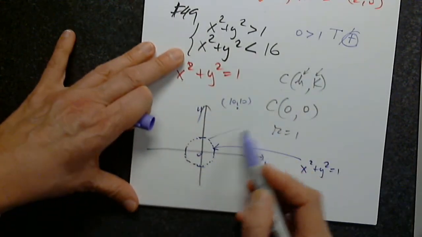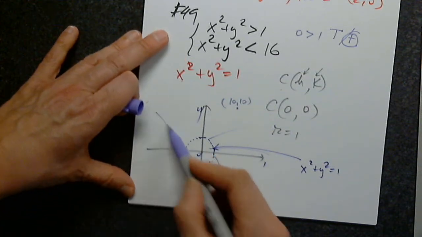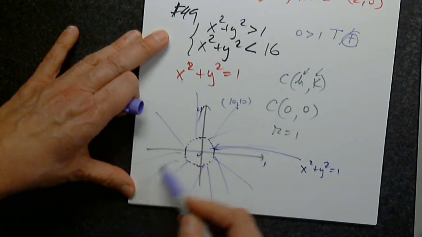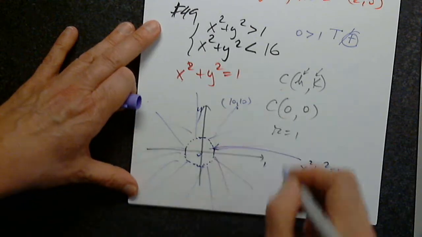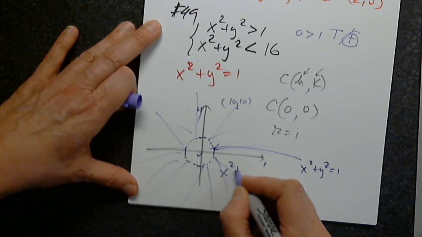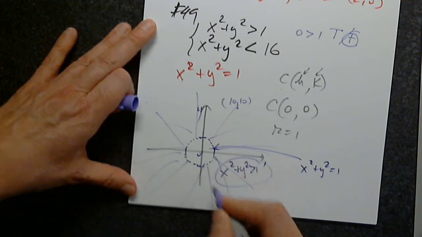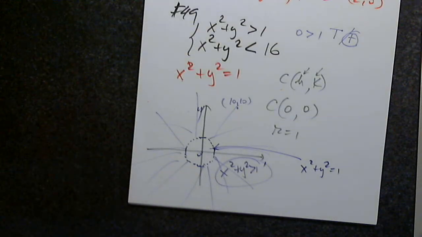Indeed, it's false. So I have to shade in everything on the outside of the circle. All this region is x squared plus y squared greater than 1. Well done. Now I repeat for the second one.